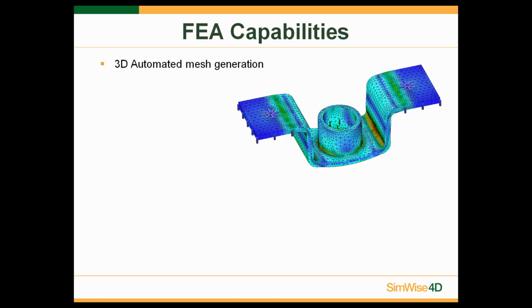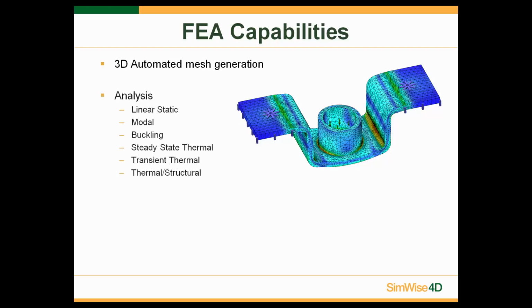Some of the FEA capabilities, as we mentioned, the automatic mesh generation. There's also the linear static stress and deflection, natural frequency, buckling, and steady state thermal, transient thermal, as well as thermal structural. So a great way to look at the stresses in the part while it might be subjected to sub-zero temperatures, for example. And then finally, we talked about that real benefit with SimWise4D is the ability to do a quasi-static analysis of calculating the stress and deflection of a part and seeing the stress and deflection while the motion simulation is occurring.